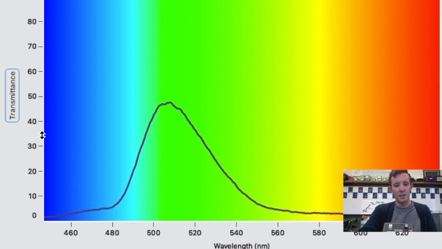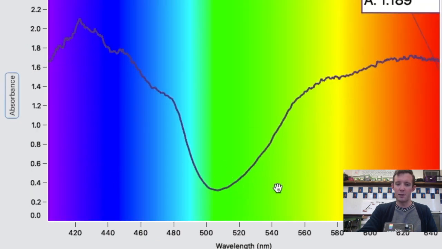And if we change our readings from transmittance to absorbance, we'll see that the opposite occurs. We'll see that the reason that the other colors besides green were not able to transmit through the solution is that they were getting absorbed. And so you can see our purples and blues have a high absorbance in our solution, and our yellows and reds and oranges have a high absorbance.